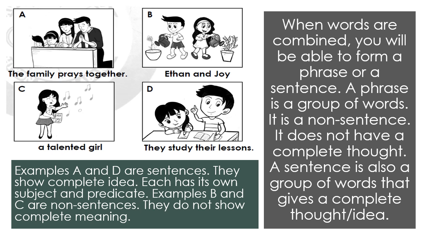From these examples, A and D are sentences. They show complete idea. Each has its own subject and predicate. Examples B and C are non-sentences. They do not show complete meaning. You will be able to understand that better later. Explain ni teacher ng mas malinaw and in Tagalog syempre.